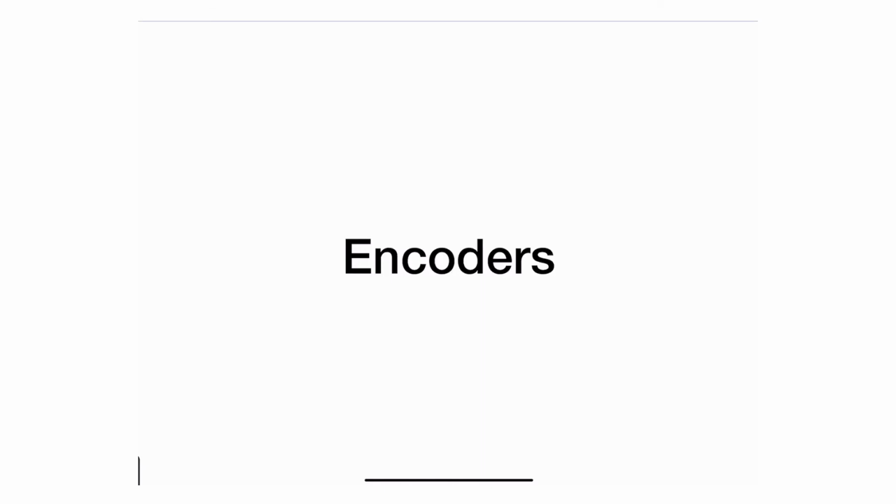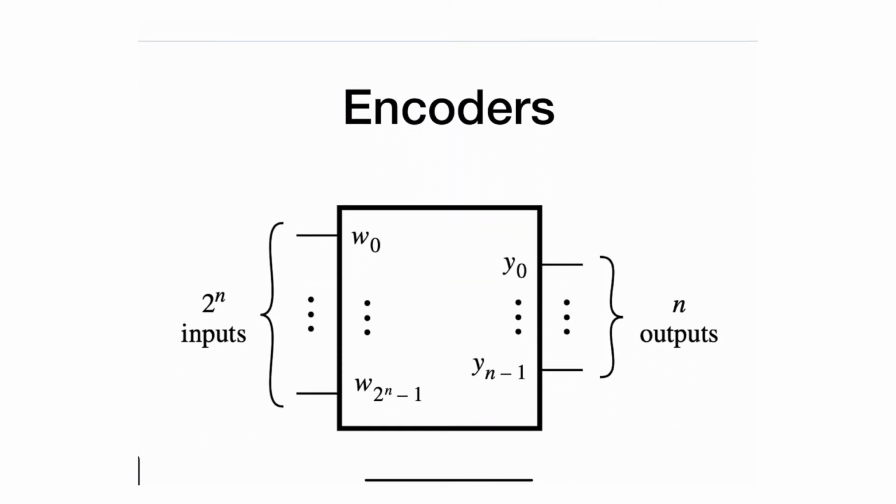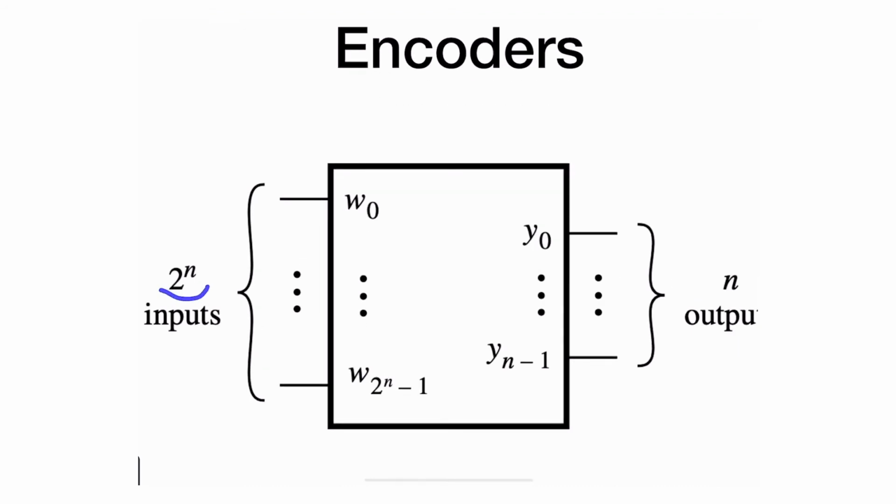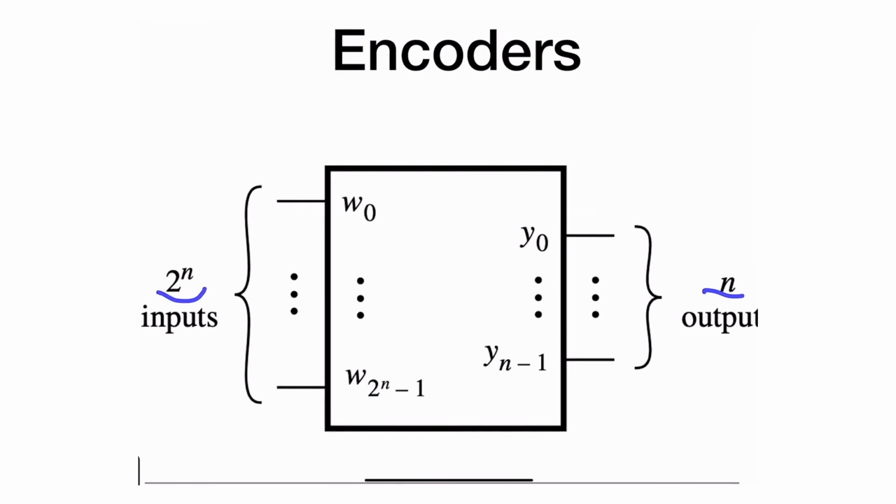Encoders are another example of combinational circuit building blocks, and specifically they perform a function that is the opposite of that of a decoder. So let me show you an example. Here I'm showing you a generic encoder, and a generic encoder will have 2 to the power n inputs and it will give me n outputs.